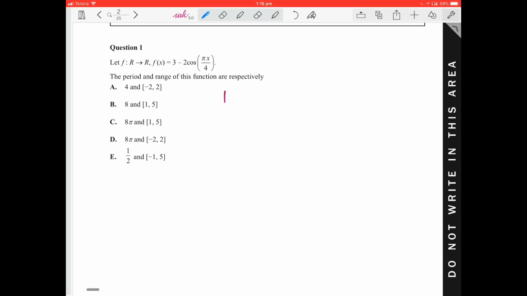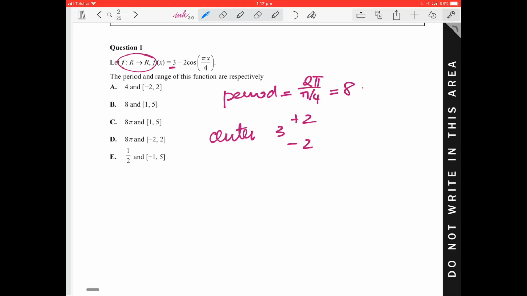Period. We know period is 2 pi on n, which is pi on 4, so that's just 8. And our range, our center, is 3. We go up to and down to. It's for all real numbers, so we don't need to worry about whether the whole graph is completed. It completes at least a cycle. So 5 down to 1, 8, 1 to 5.